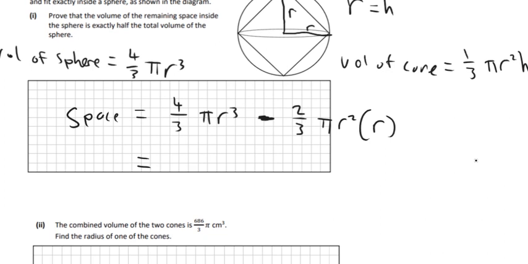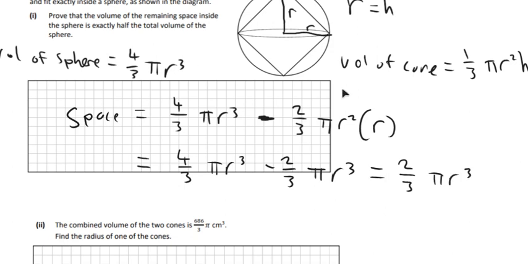So you can see there that that's going to be 4 over 3 pi r cubed minus 2 over 3 pi r, and then r squared times r is cubed as well. So we have the same, they're like terms really. So therefore you can just subtract the two numbers. So we'll get 2 over 3 pi r cubed.